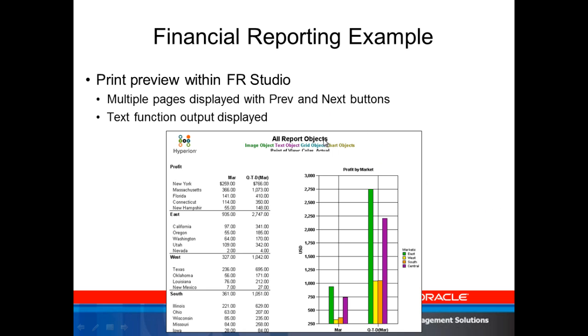Within Financial Reporting Studio, when you go to the print preview area, you can see the report displayed as it might be seen in Workspace, and there are next and previous buttons to display the multiple pages. And the text function output, like the point of view, COLAs, and actual here, is displayed in the print preview.